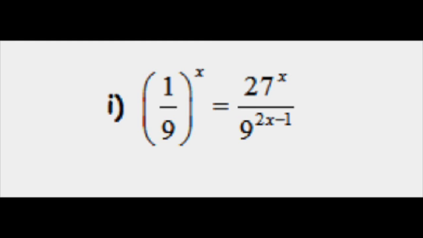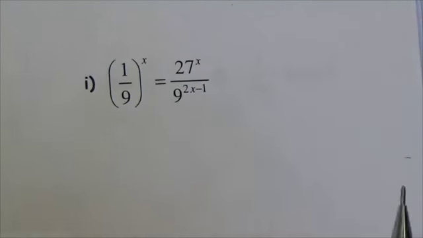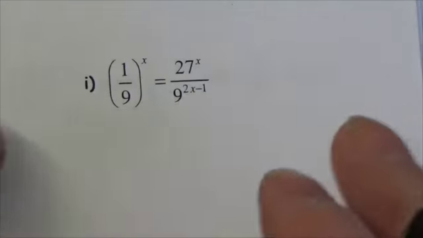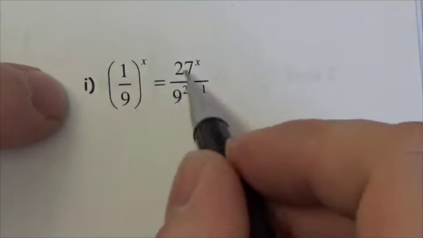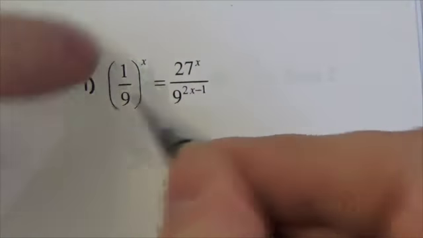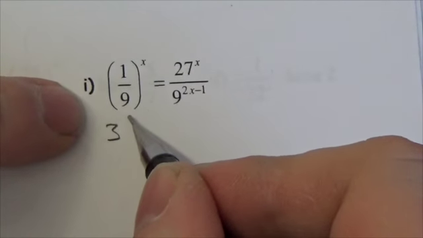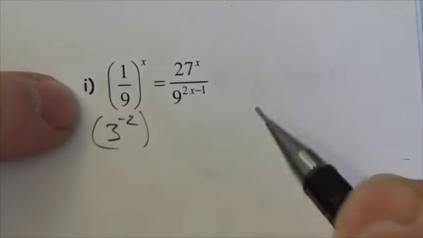(1/9)^x equals 27^x divided by 9^(2x-1). Okay, whole lot going on in this one, and you've got to be careful with this one. We did something sort of similar a few questions ago. There's an idea that's going to pop out here, but we've got to be careful. Now, notice between 9 and 27, the common base is going to be 3. This is going to be 3 squared to get 9, but because the 9 is in the denominator, I'm going to make that 3 to the negative 2.